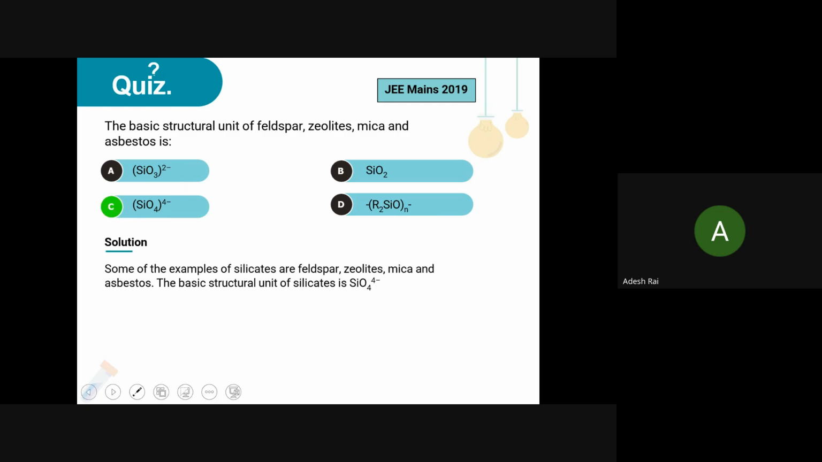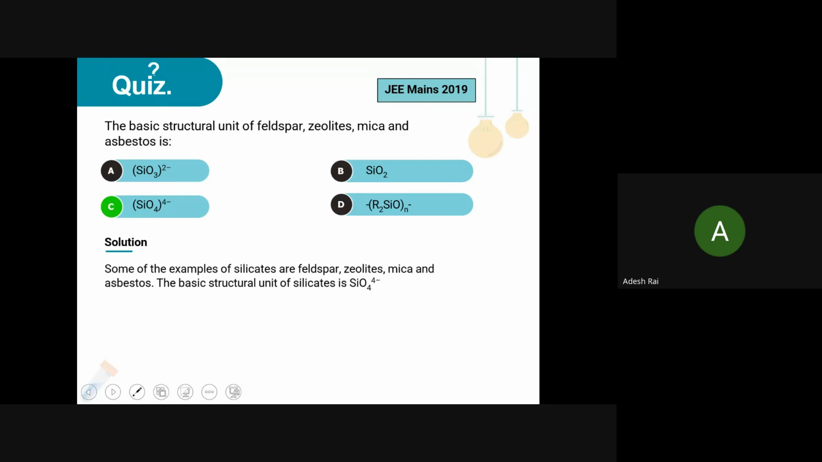Everyone says C. Okay, so some examples of silicates are mentioned here. As I told you, you don't have to classify them according to the silicate classification. Because if you go for that, then feldspar and zeolite belong to 3D silicates, and mica and asbestos belong to sheet silicates. So you can't structurally classify them. You have to consider their basic unit only. And what is the basic unit? SiO4 4 minus. Is that clear?